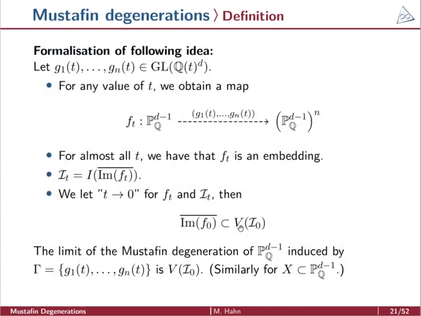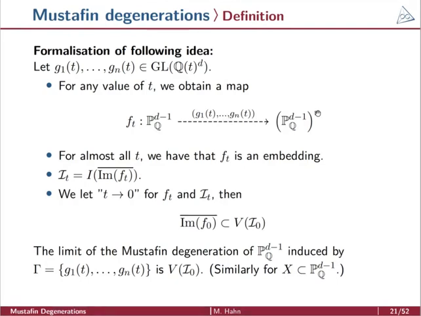Now, in some sense, they're a formalization of the following idea, and this is the motivation that I wanted to give. So let's say you have a bunch of invertible matrices that live over Q(t). This is d by d, so every g_i(t) is a d by d matrix that depends on the parameter t. And for any value of t, we indeed obtain a map from P^(d-1) over Q to (P^(d-1))^n, where the map to the i-th factor is simply a linear map that is given by g_i evaluated at the value of t.